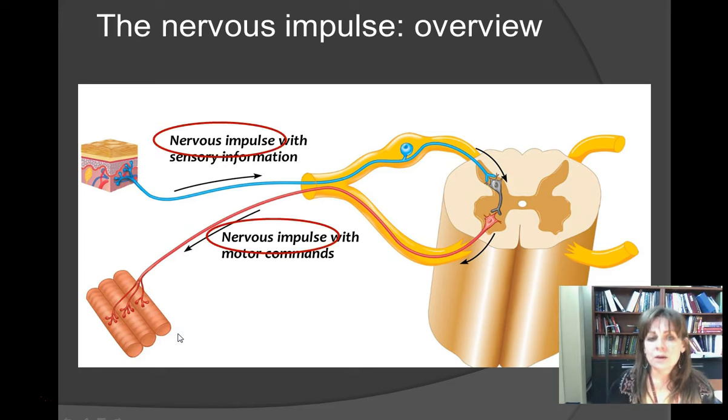So where we're going now is we want to really understand what is the nature of this nervous impulse. What is the nature of this electrical signal? And we're going to be looking at it from both a molecular and cellular level. Okay.